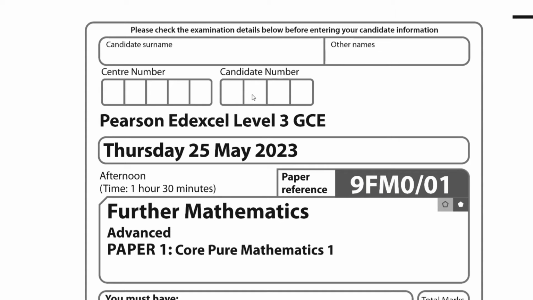This is the Edexcel A-Level Further Maths Paper 1 covering the core pure content, and it's from the 2023 series.